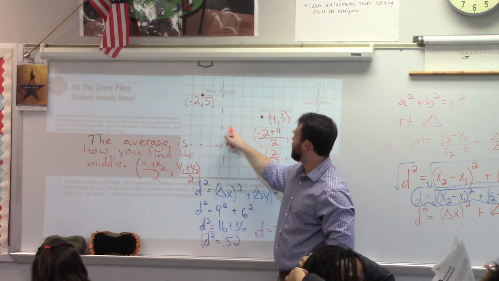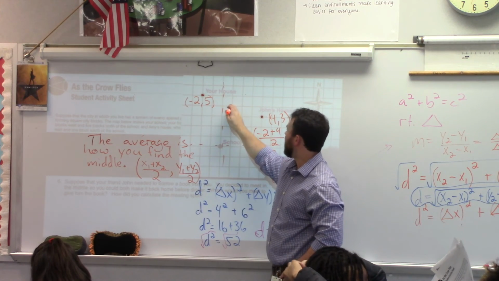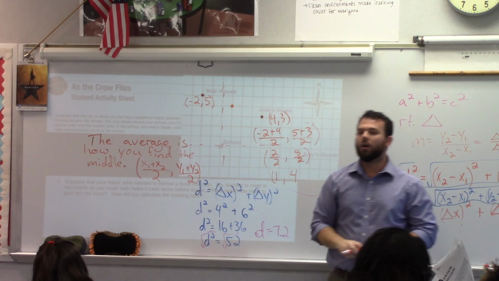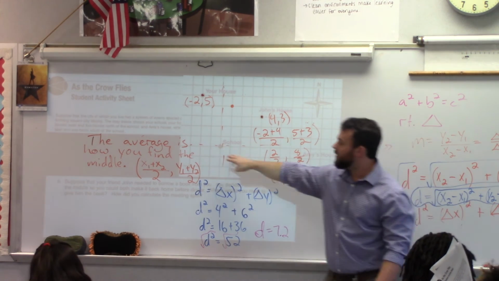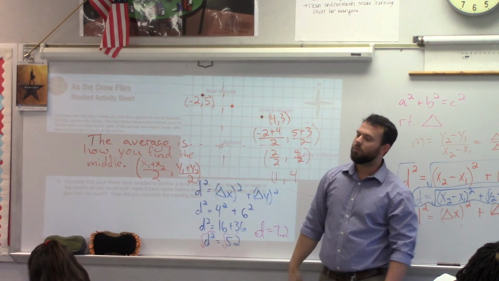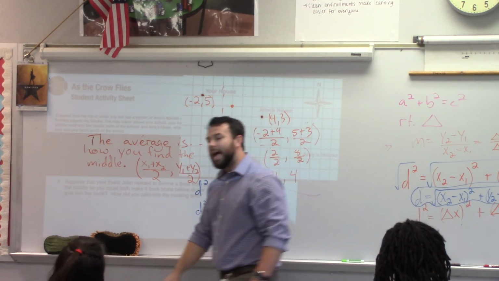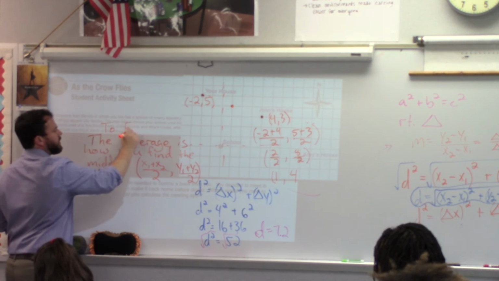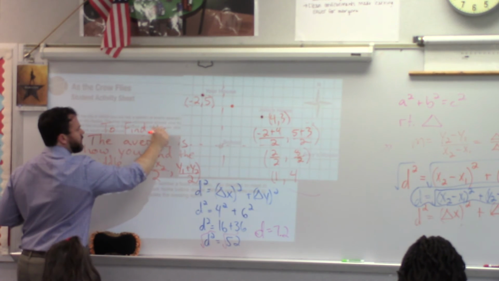So, the midpoint is 1, 4. Does that look like it's in the middle of those 2 points? Yeah. So, if you are going to try to find the midpoint, what are you going to do? Find the average.